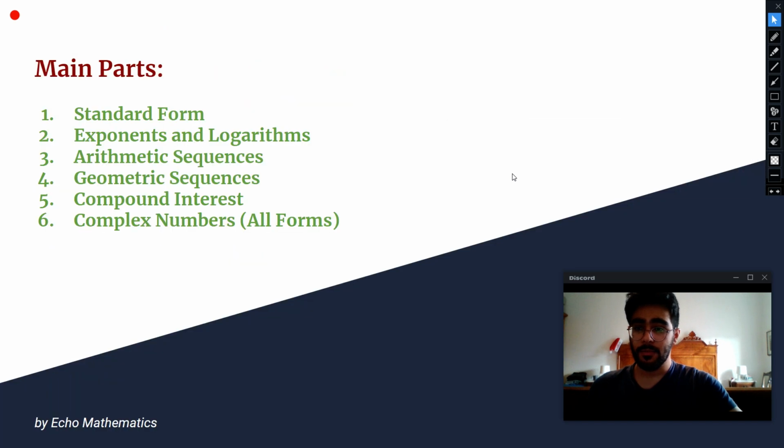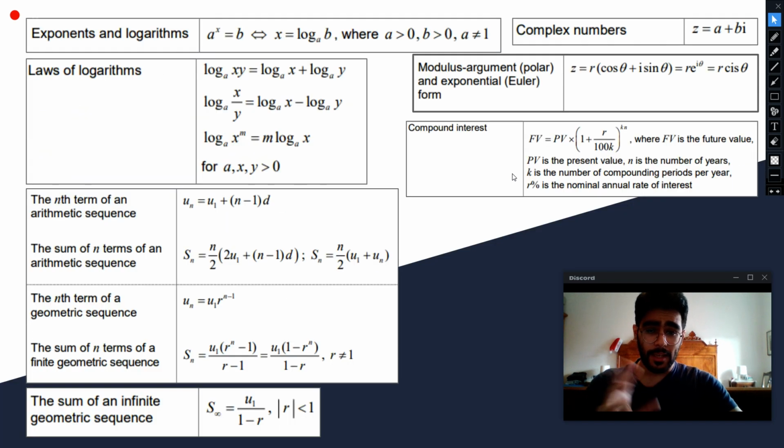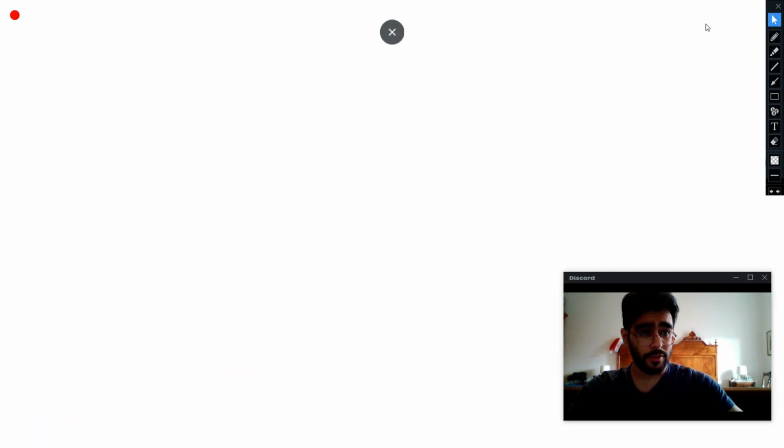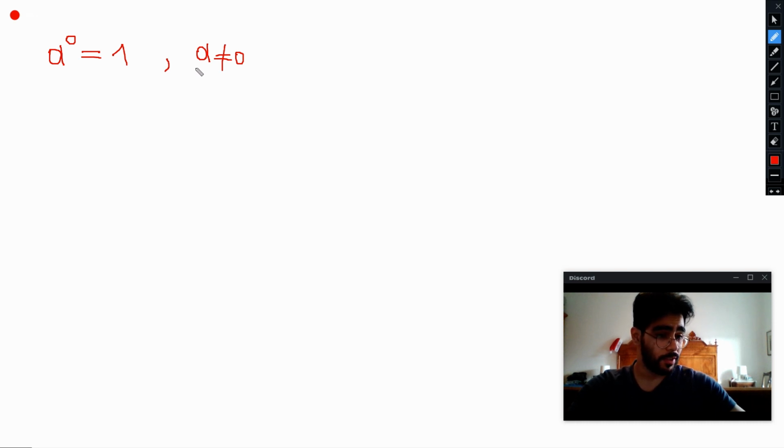We have exponents and logarithms. There are certain things that I would like to go over in the exponents. So a few rules that we need. The first rule is that anything to the power of 0 is equal to 1, except when a equals 0. We cannot take a to be 0 because 0 to the power of 0 is not defined.